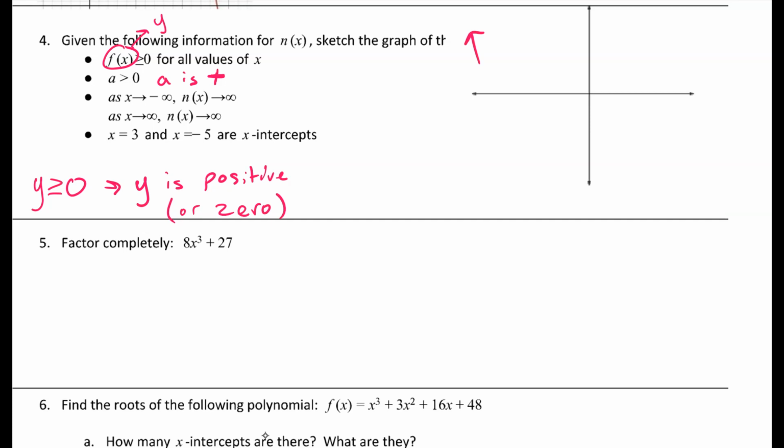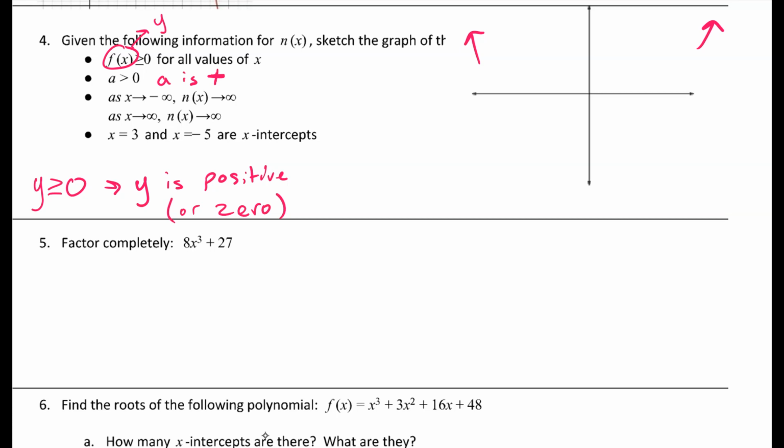So I'm going up on this side right here. And as x approaches infinity, so as I move to the right, n of x approaches positive infinity as well. So it still goes up on this side as well. So I just have those arrows there to guide me when I sketch so I don't forget. Those might not be my actual arrows when I finish sketching this.